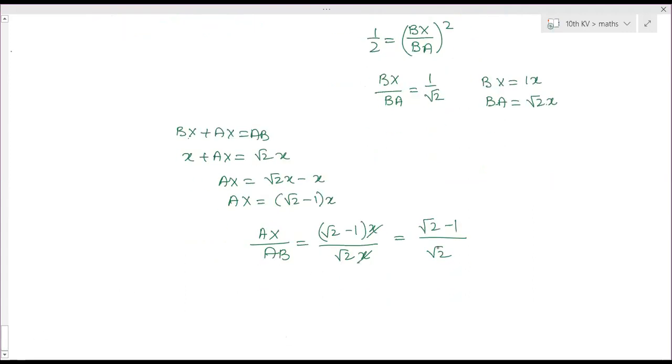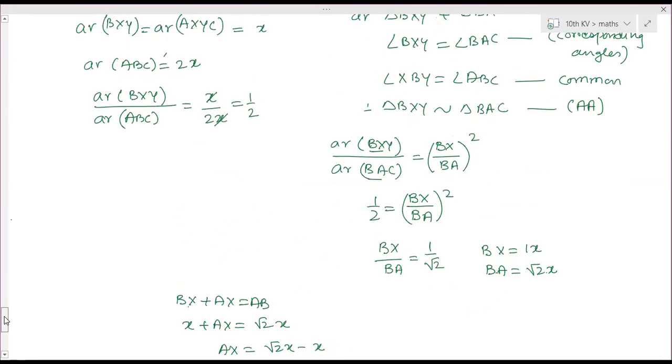But the denominator is an irrational number. So multiply with root 2 by root 2. So root 2 into 2, 2. Minus 1 into root 2 is root 2. Divided by root 2 into root 2, 2. So this is the ratio AX by AB. Is it clear or not?